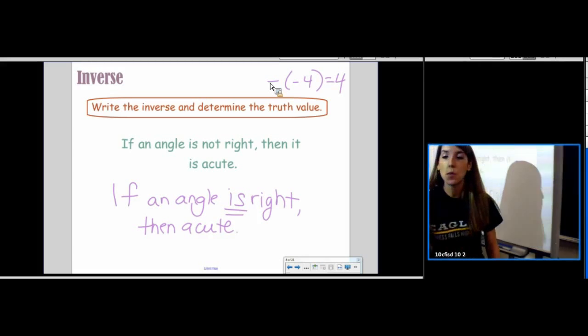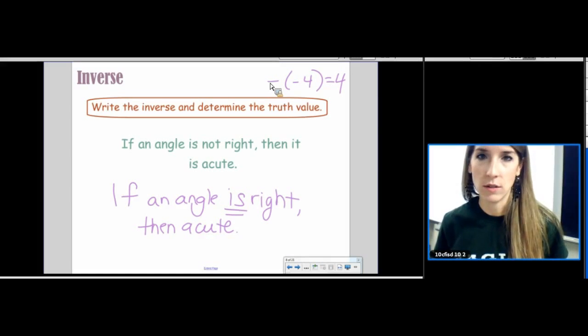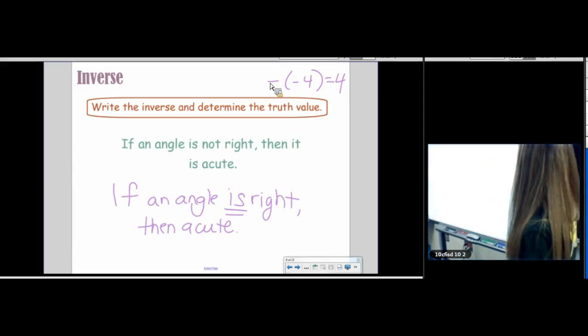Okay, truth value of the original. If an angle is not right, then it is acute. No, because it could be obtuse, it could be straight, it could be a reflex angle, so that one's false.